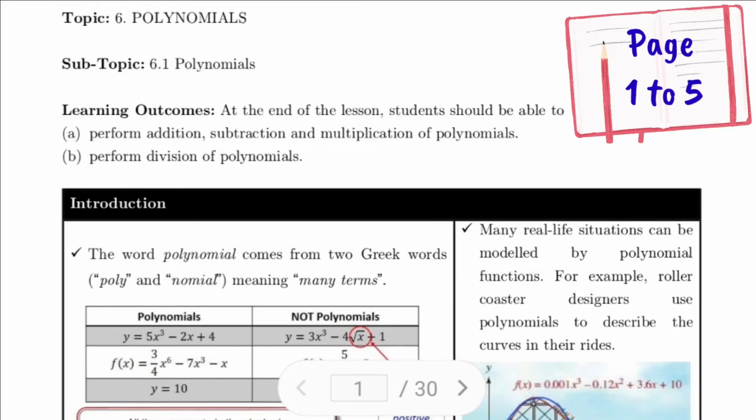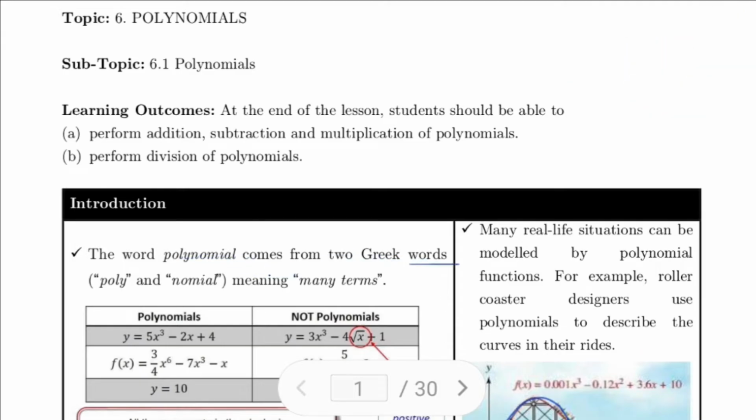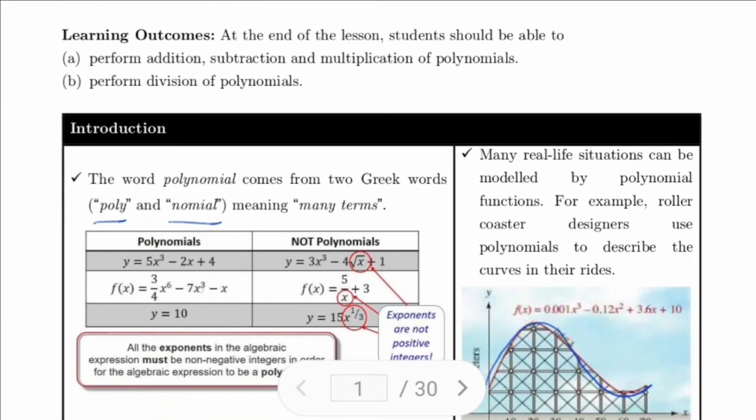The subtopic 6.1 polynomials. At the end of the lesson, students should be able to perform addition, subtraction, multiplication, and division of polynomials. So for introduction, the word polynomial comes from two Greek words, poly and nomial, meaning many terms. So we have three examples of polynomials. We can see that we have many terms.